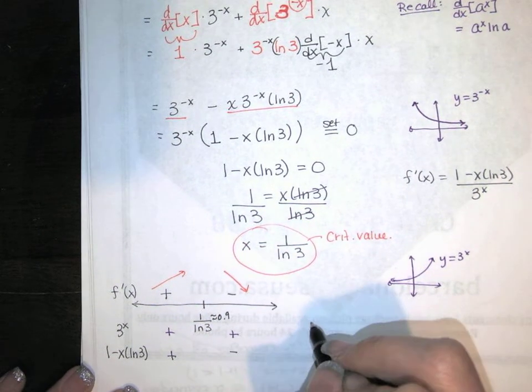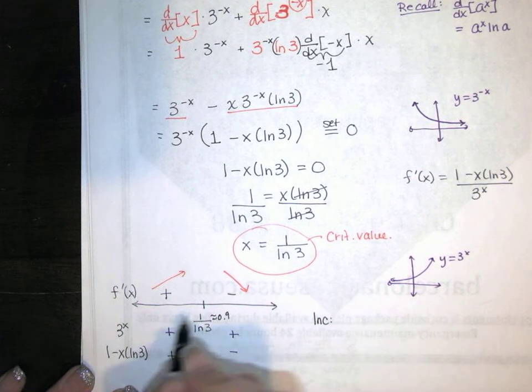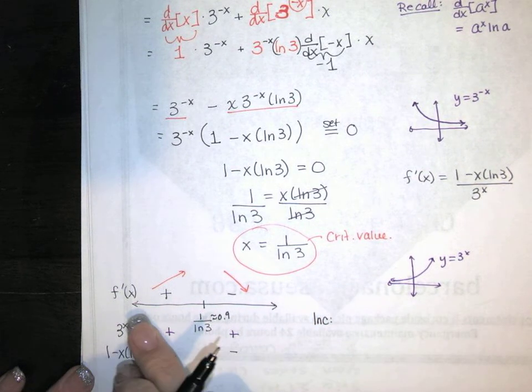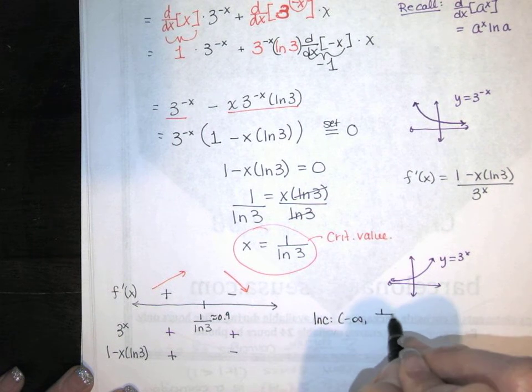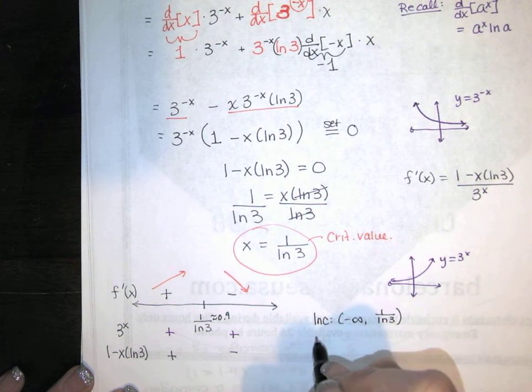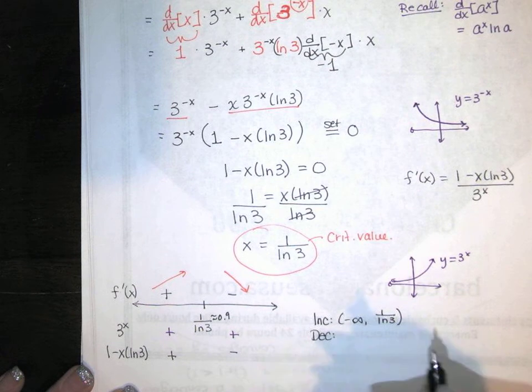So let's answer that first question. It's on an interval from this x value to this x value, so you're reading it from left to right. It's increasing from negative infinity to 1 over natural log of 3, and the function is decreasing from 1 over natural log of 3 to infinity.